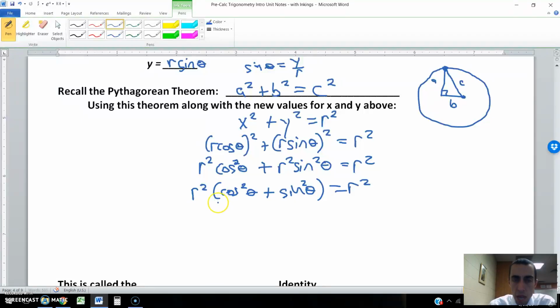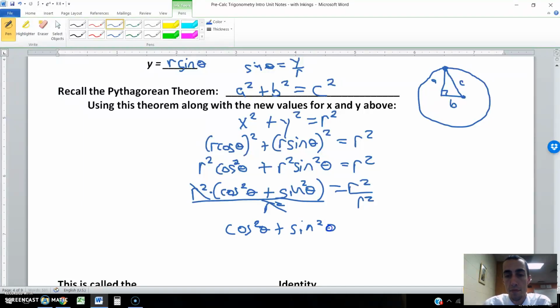Next up, I'm going to divide both sides by r squared. Since I've got a factor of r squared on the top and on the bottom, we can cancel those out, leaving me with cosine squared theta plus sine squared of theta. Divide the right side and we get 1. Now, I'm just going to change the order that we're adding over here, and write that as sine squared theta plus cosine squared theta equals 1.